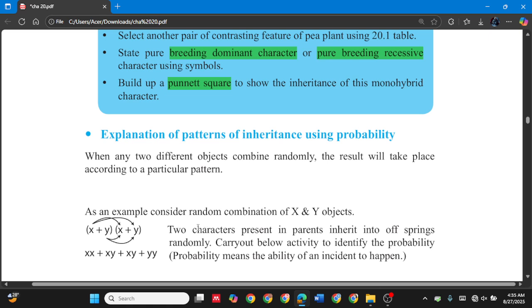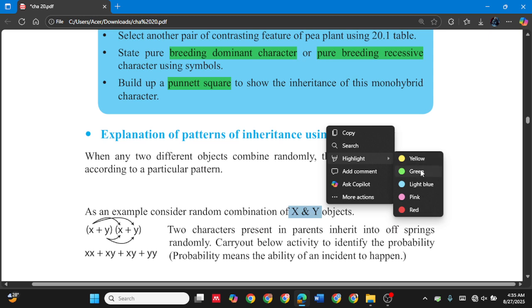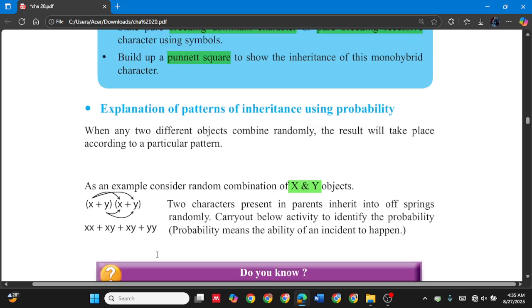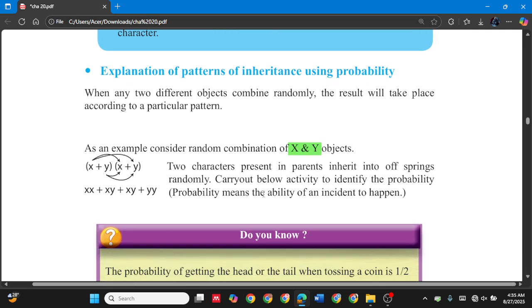As an example, consider random combination of X and Y objects. How do we draw it? This X goes with this X and also with this Y, so XX plus XY, and this Y goes with this X and also with Y, so XY, YY. The two characters present in parents inherit into offspring randomly.